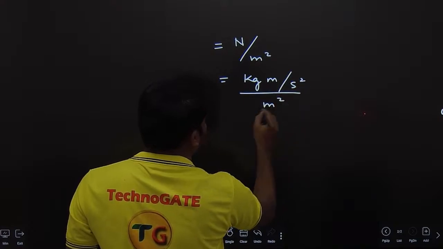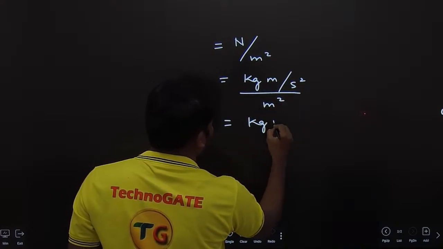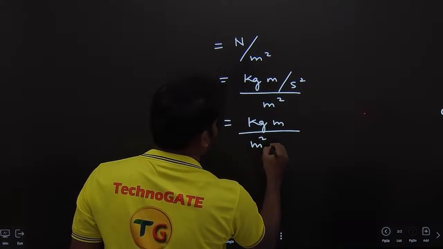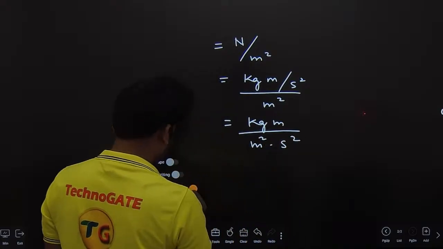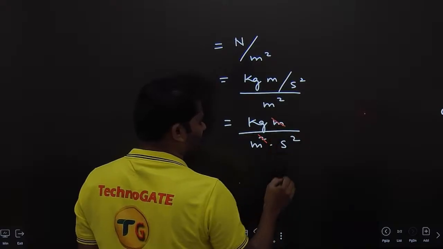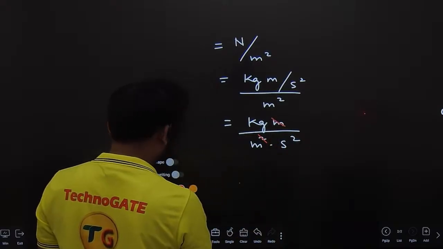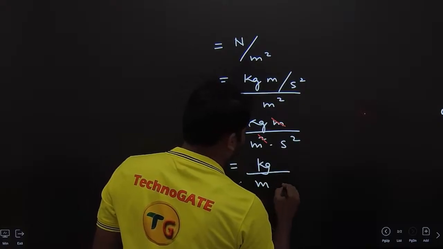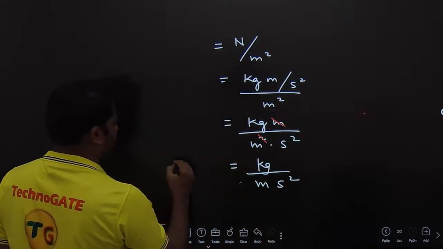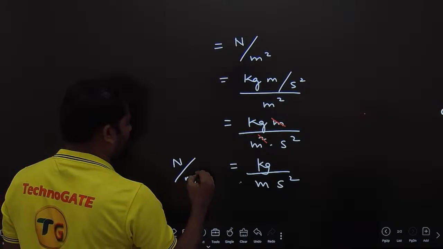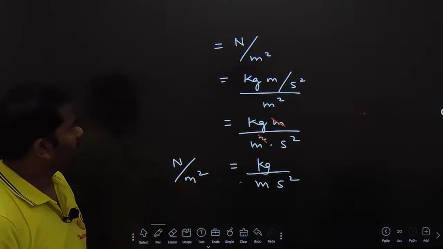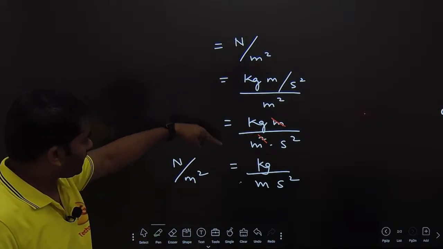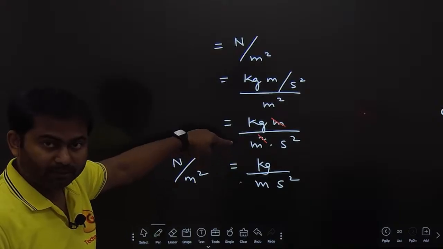Newton per meter square will be kg meter by meter square second square. If you simplify this, meters is gone. You are actually getting kg per meter second square, which is actually Newton by meter square. Understood? Newton by meter square has come out to be kg per meter per second square.